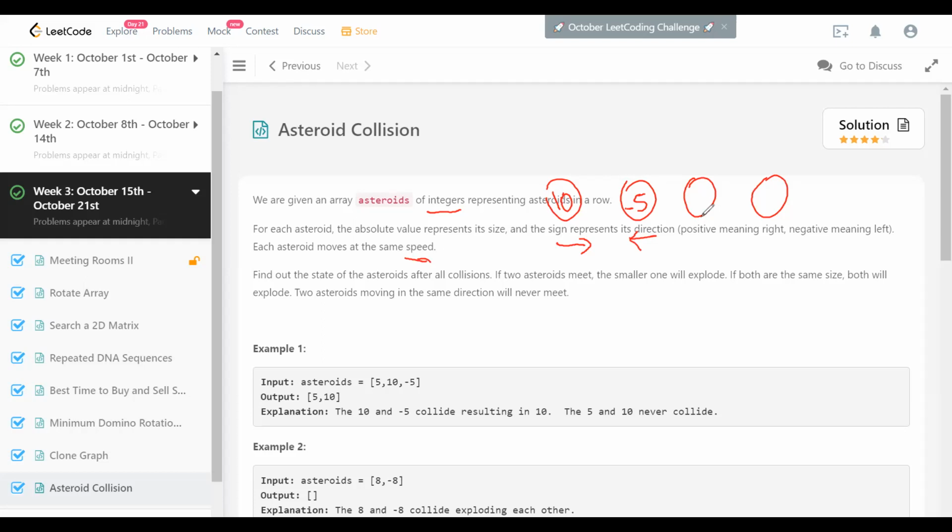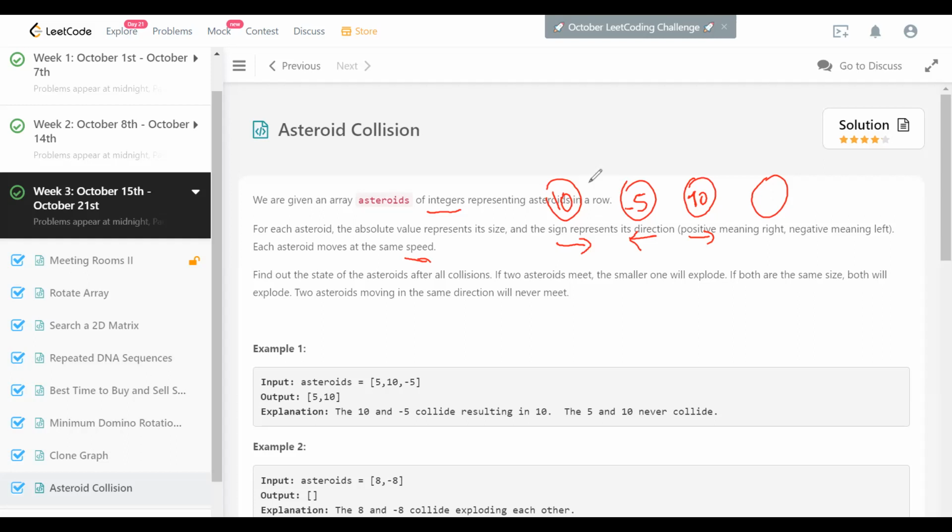If they are moving in the same direction, obviously they are not going to collide. And also, if minus 5 is going to the left side, and maybe there is plus 10 going to the right side, they are not going to collide at all. When they collide, the smaller one is going to explode, and the larger one remains. So we need to figure out which asteroids are going to remain. Some of them are going to explode and some of them are going to remain. We need to return that value.